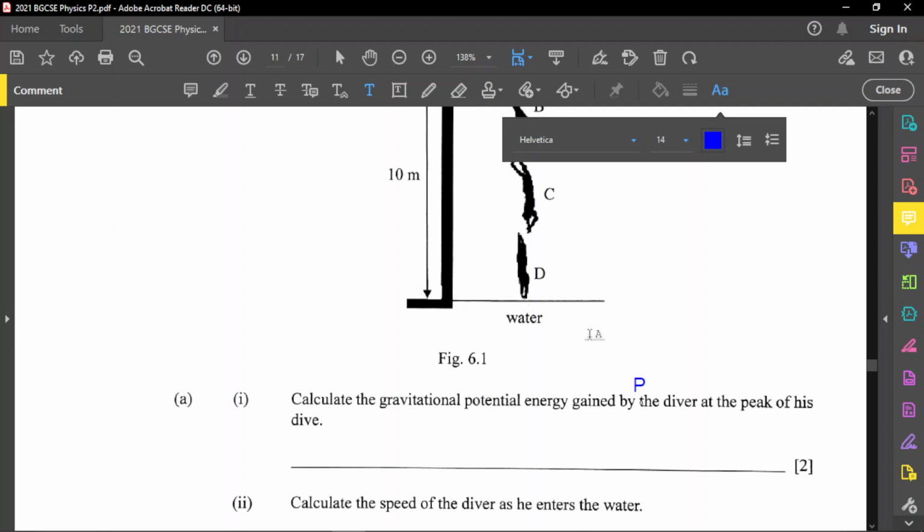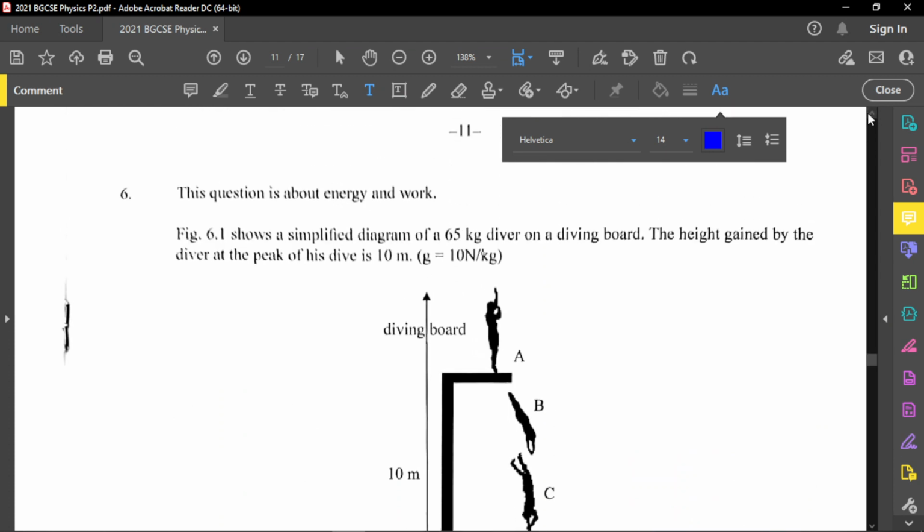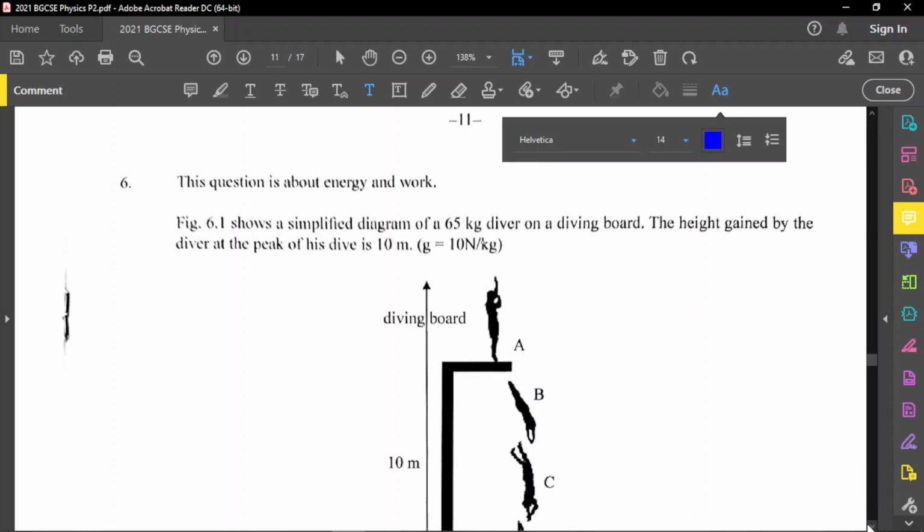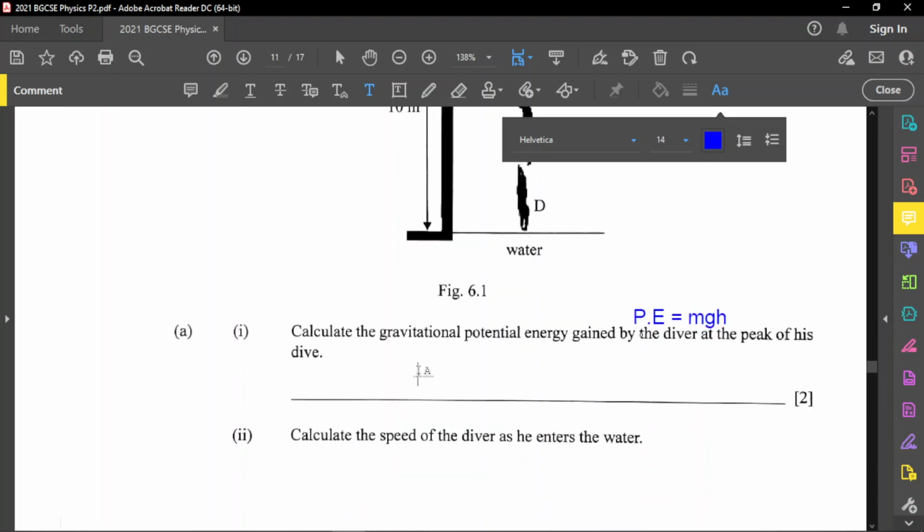The gravitational potential energy is simply the mass times gravity times height, so it's mgh. We know our gravity is 10, the mass is 65, and our height is 10. So it's going to be 65 times 10 times 10. 65 is our mass, times 10, which is our gravity, times 10, which is our height. What we end up with here is 6,500, and that's going to be joules. Energy is measured in joules.